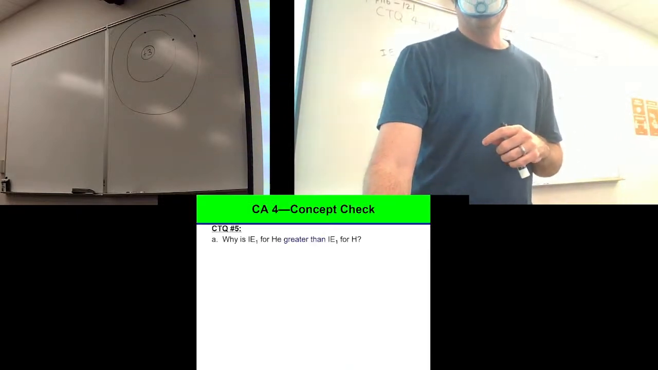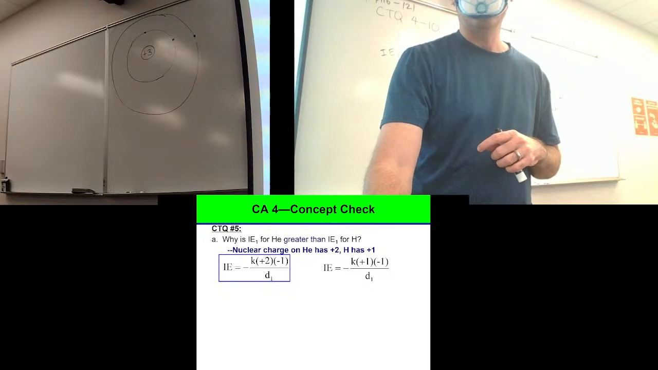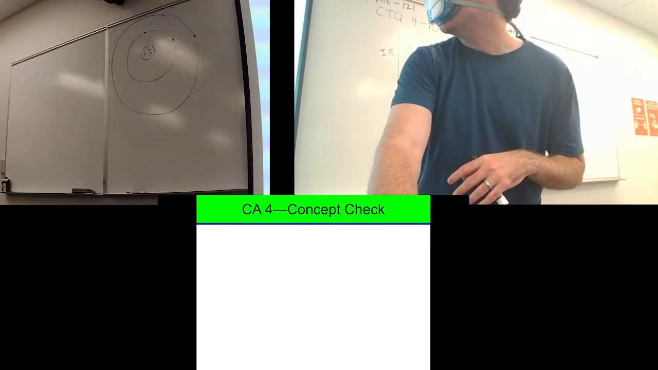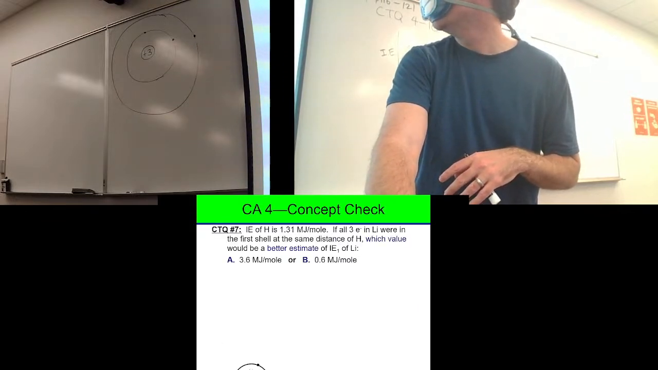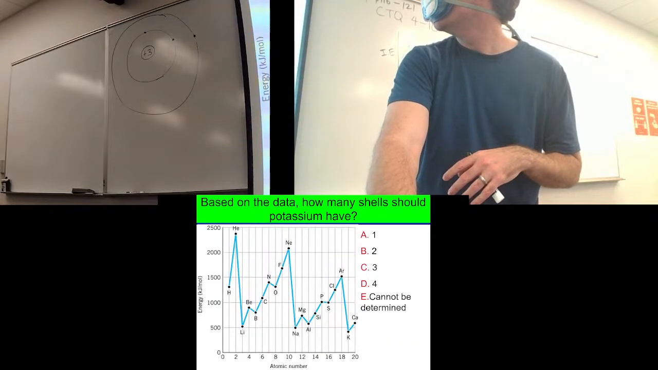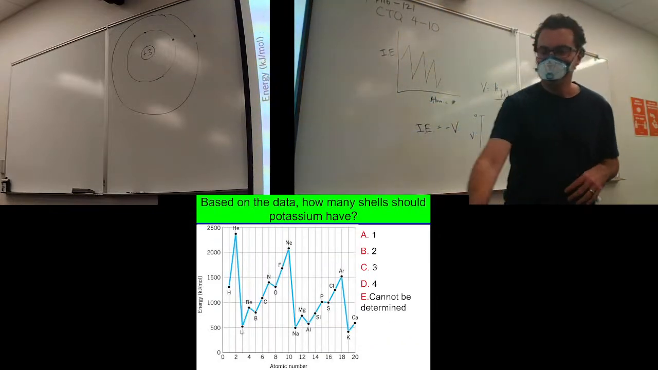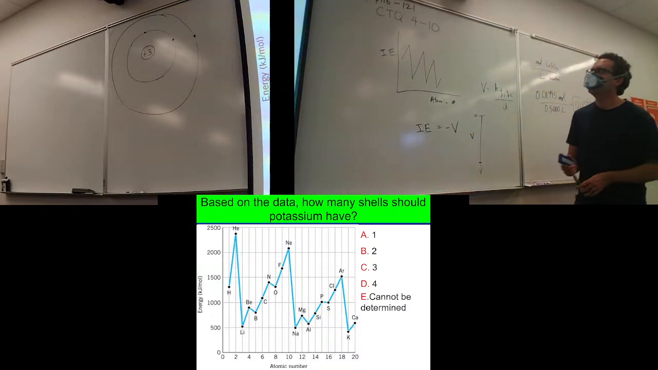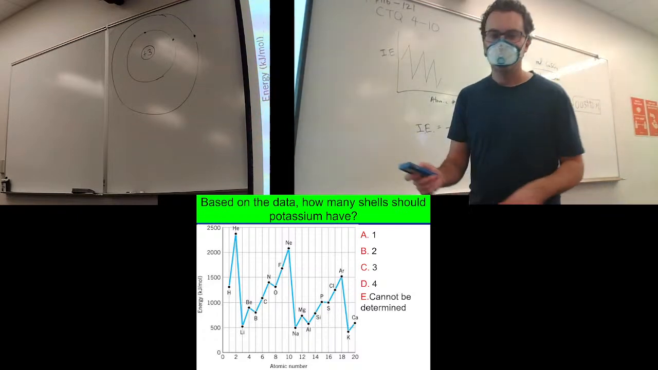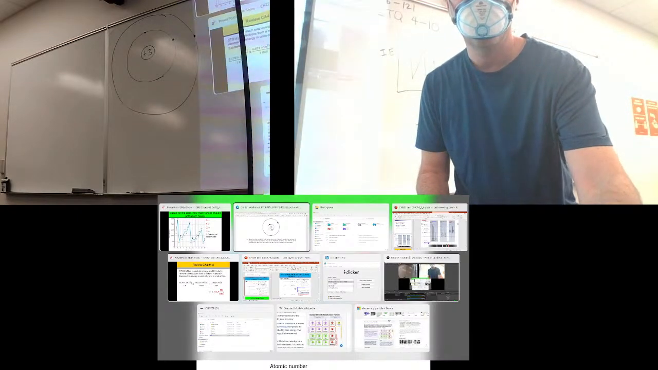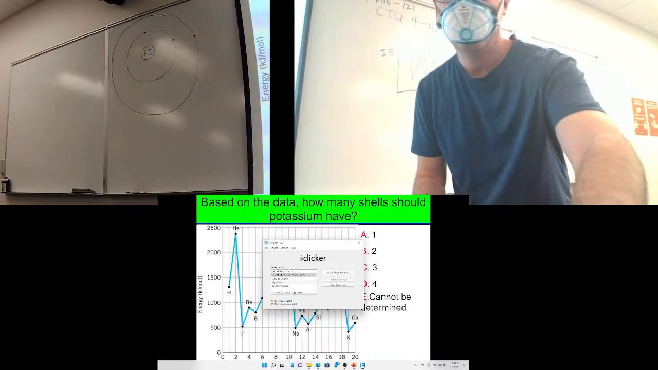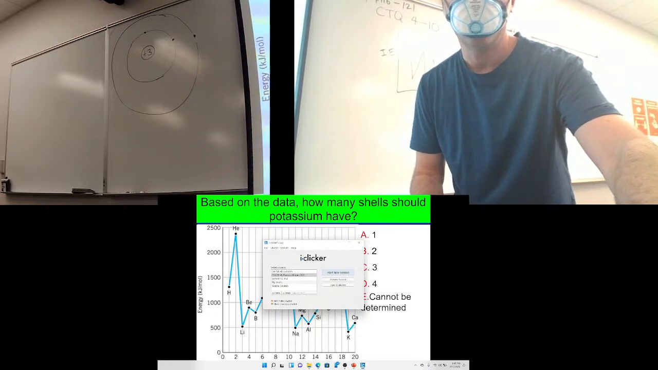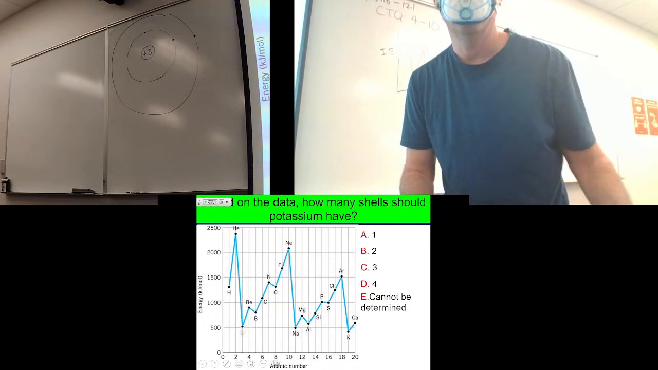All right, we talked about these. This is the answers to the questions we just went over. So I'm just going to blow through these. Feel free to look at the slides yourself if you want to step through them a little slower. So, what is the answer here? Based on this data, how many shells should potassium have? Did it even start? Let's see. Oh, you know what? Hold on. For some reason, it never started. There we go.